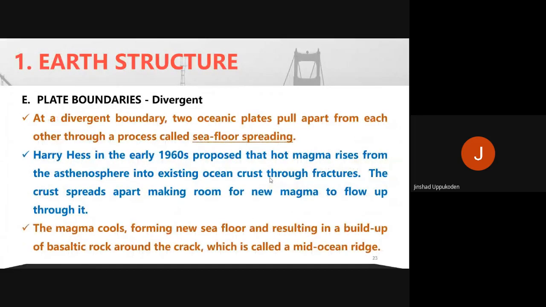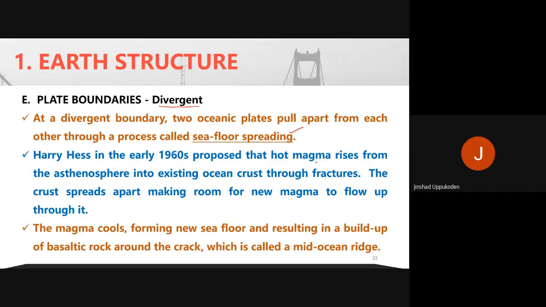Now the next type is divergent. In a divergent boundary, two plates are moving apart from each other. Divergent plate boundaries usually occur in oceans. As the two plates move apart, new lava comes to the surface from the asthenosphere and cools down to form new crust. This is called sea floor spreading. It was proposed by Harry Hess in 1916 itself.